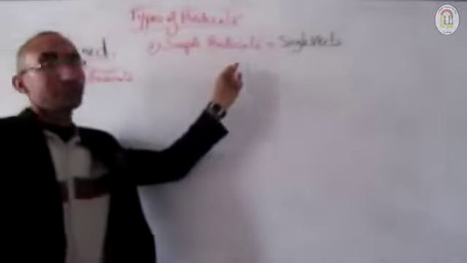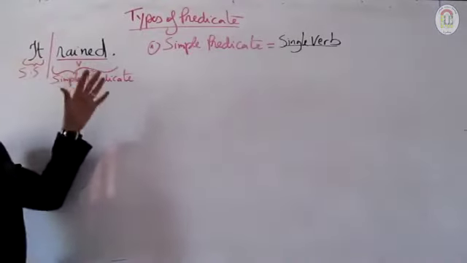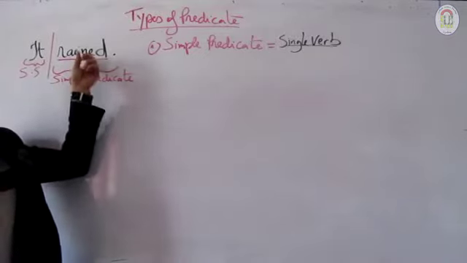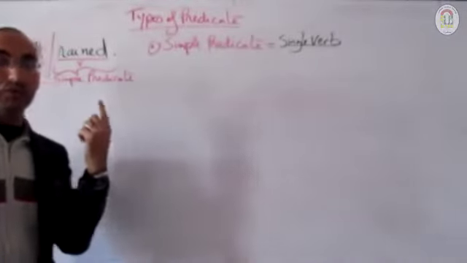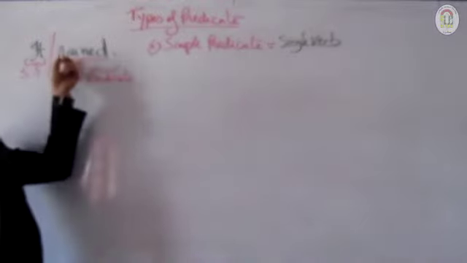So it is always simple predicate. Whether our verb in the predicate is in a simple tense or in a compound tense, continuous or perfect continuous, it's always simple predicate as long as it is only one verb. Also, if this verb is active like this, and it's alone, it's simple predicate. Or even if it is passive.